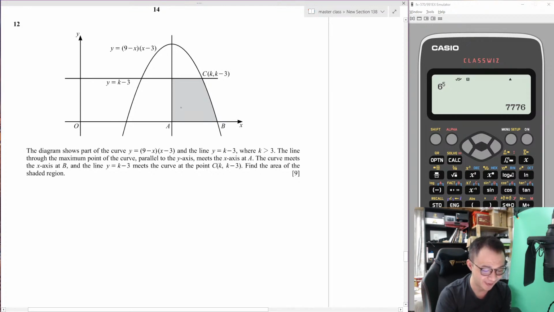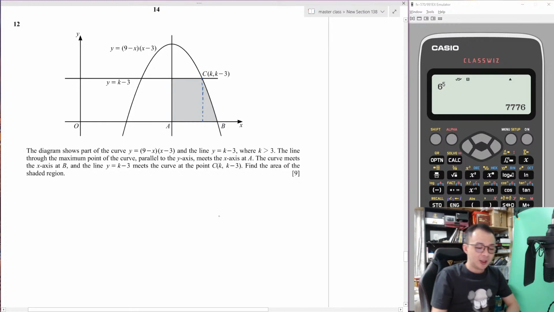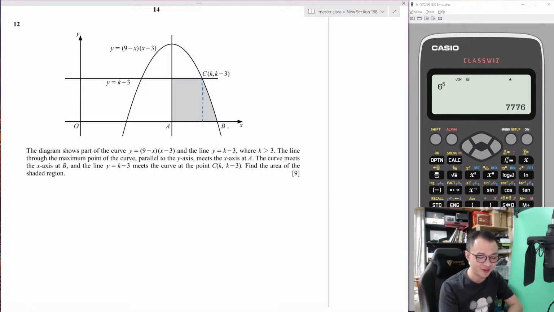Okay, we want to find the area of the shaded region. So my logic is definitely that I need to find the coordinates of C first, which is very important. Over here, C is the intercept between the curve and the straight line. So I can just substitute them into each other and solve it, because I need to find k first. Okay, solve the curve first.